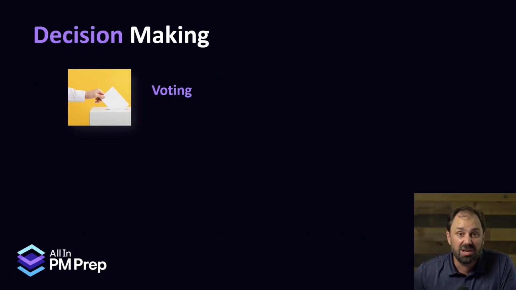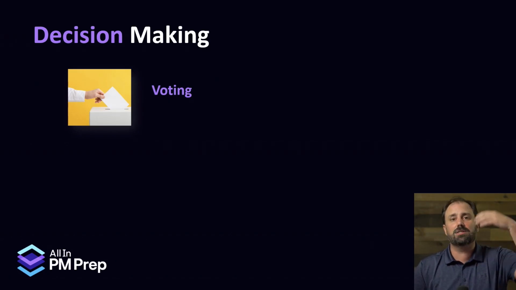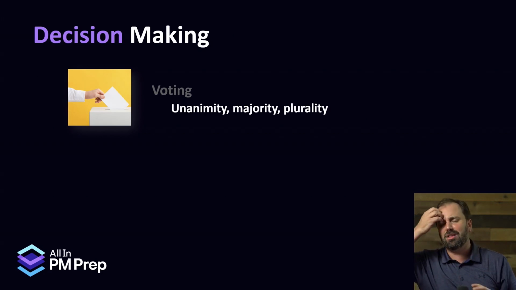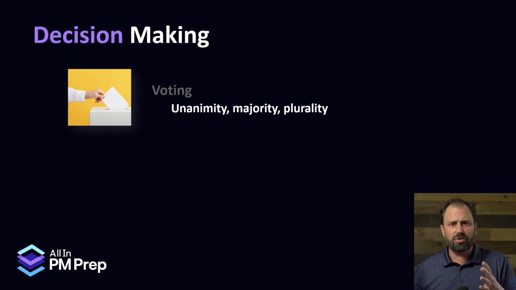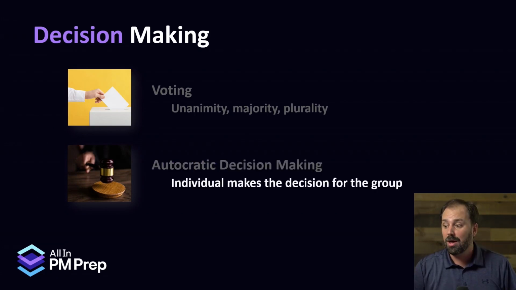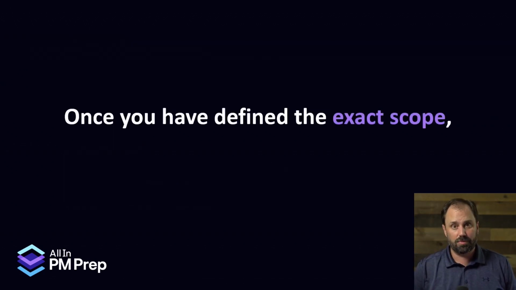You could use voting, right? You could say, hey, we got to make a decision. Let's throw our votes in. Unanimity, majority, plurality, all these different methodologies to vote, right? Don't have to know the details. Just know we could vote on them. We could have an autocratic decision-making, like bang, gavel, that's you. Like an individual makes a decision for the group. This is what we're doing, y'all. This is what it is. That's the autocratic decision-making.